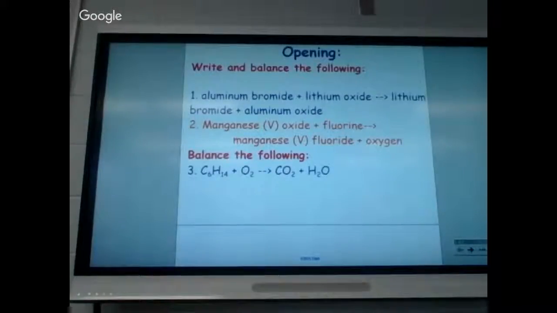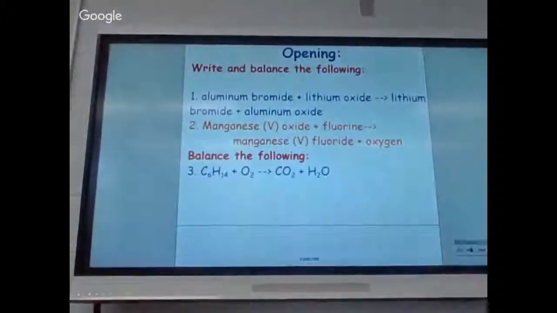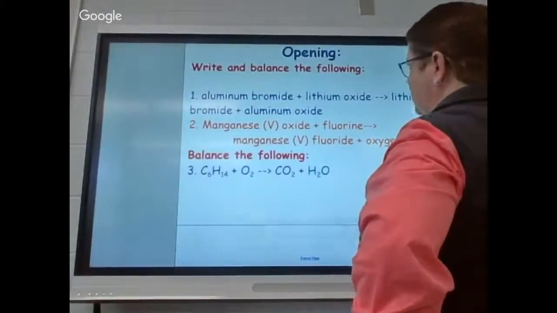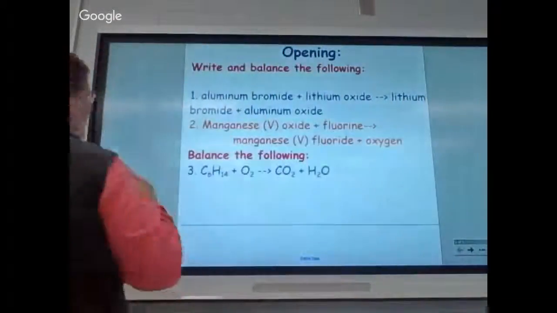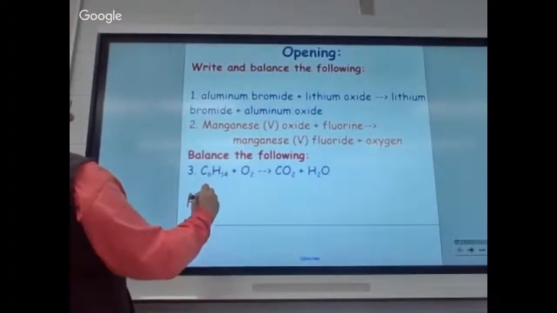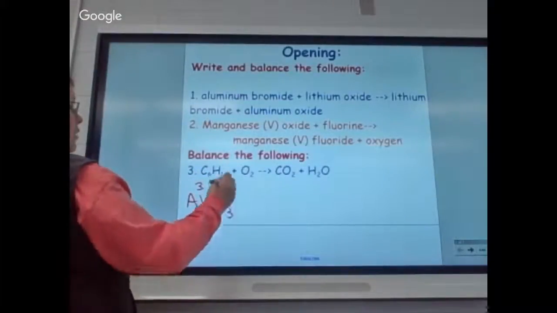So we're only missing Dylan and Herman. All right. So let's look at the answers. In the first one, what do you do for aluminum bromide? What kind of compound is it? Is it an element or a compound? It's a compound. So if it's a compound, what do we have to do? Crisscross. So aluminum has a 3, bromine has a 1, and crisscross your oxidation numbers.